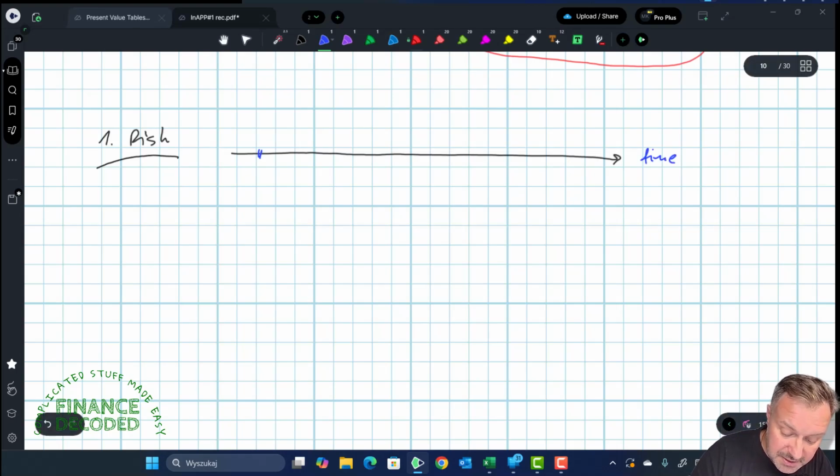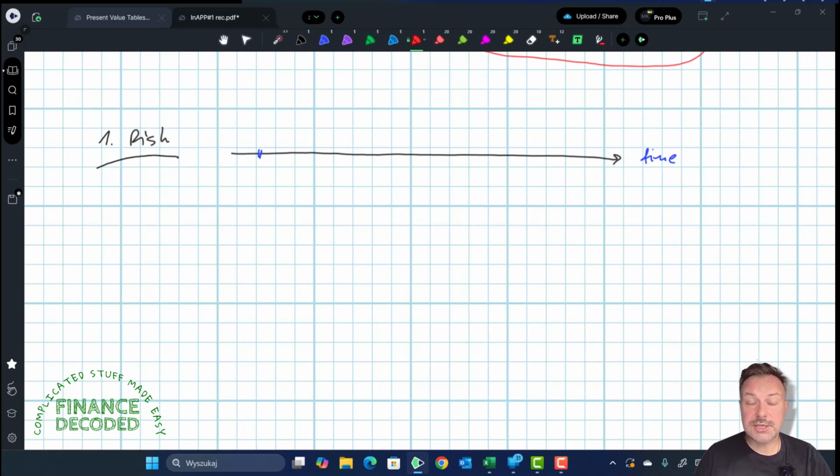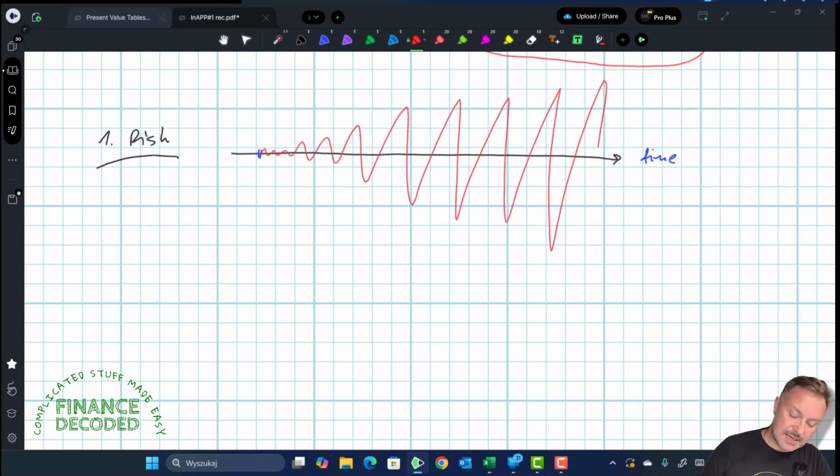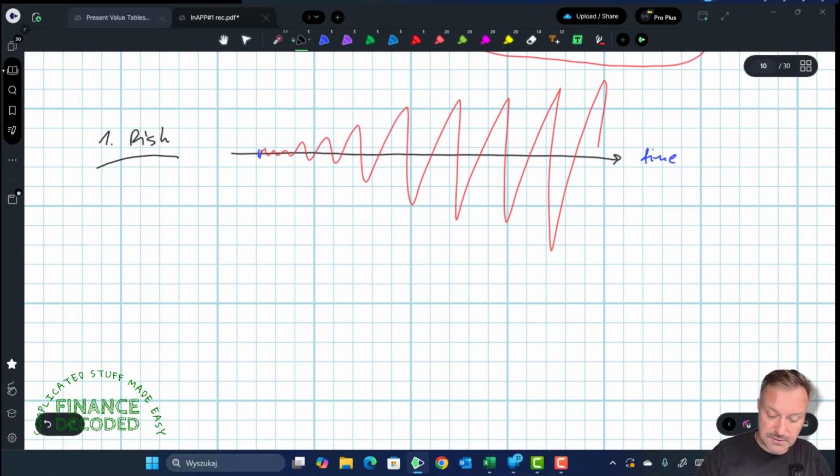it is typically believed that the magnitude of potential changes stemming from risk, stemming from uncertainty, is the greater the more we move along the timeline. So the longer the project, the more things can happen. Clearly from this perspective, the shorter the payback period, the lower the risk of the project.